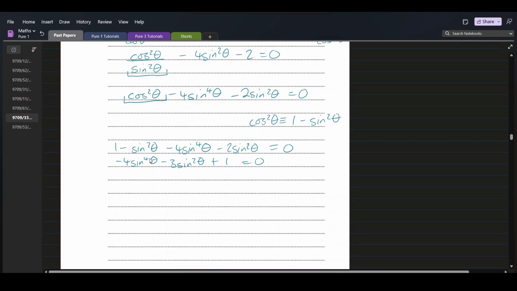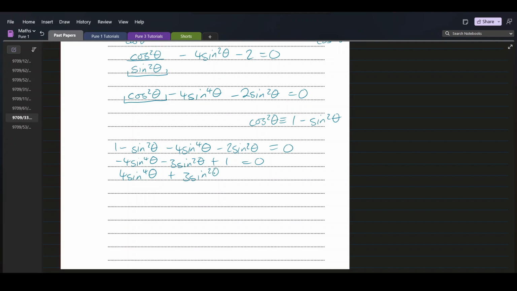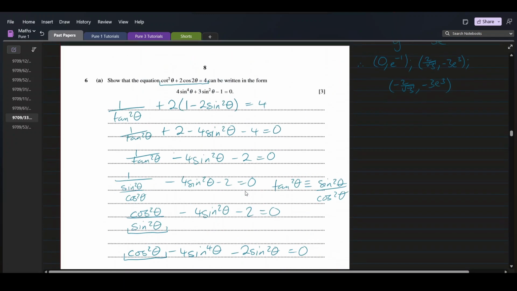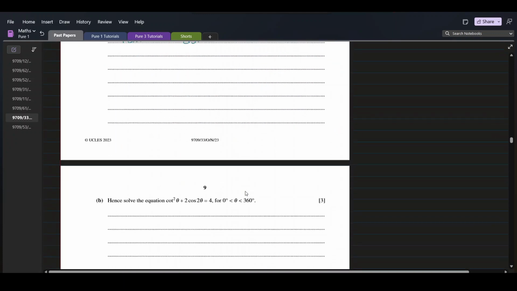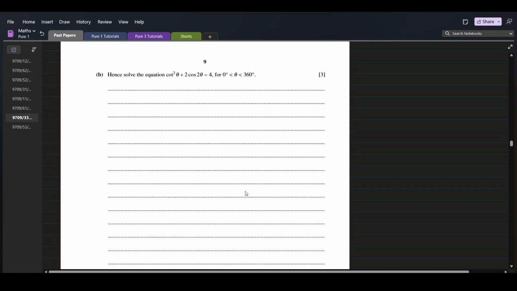Let's multiply through by a negative 1, so that becomes 4 sine to the 4 theta plus 3 sine squared theta minus 1 is equal to 0. And this matches the equation we're supposed to show. 4 sine to the 4 theta plus 3 sine squared theta minus 1 is equal to 0. Let's move on to part B.